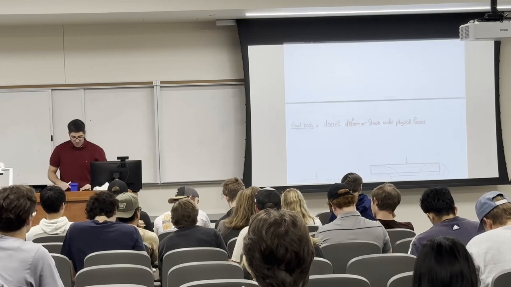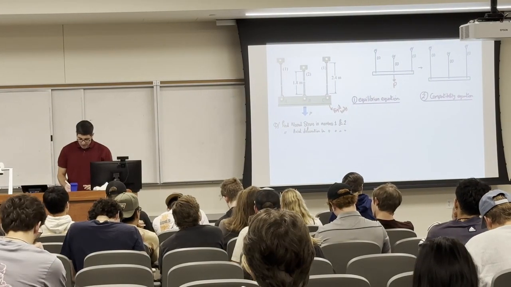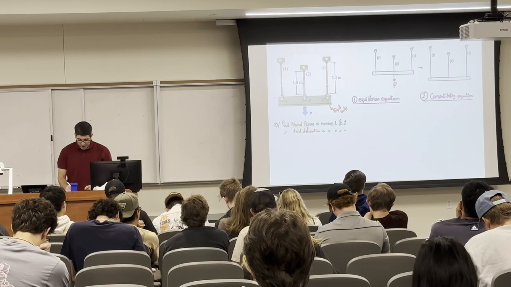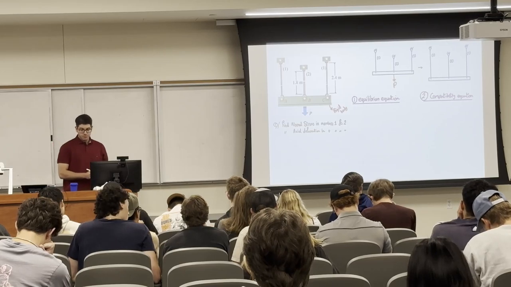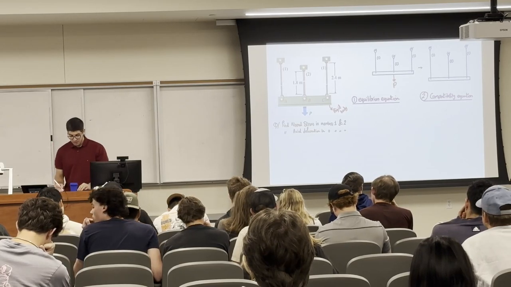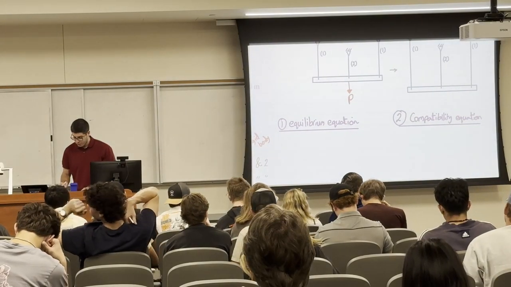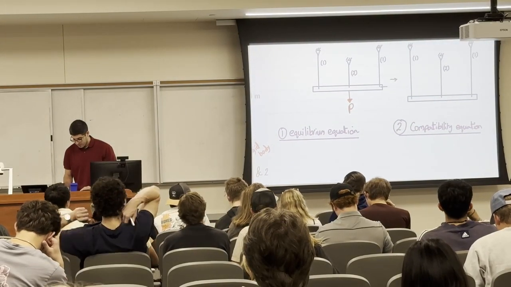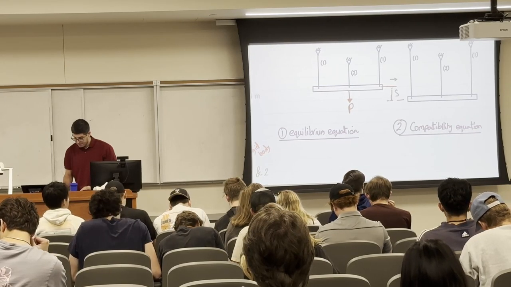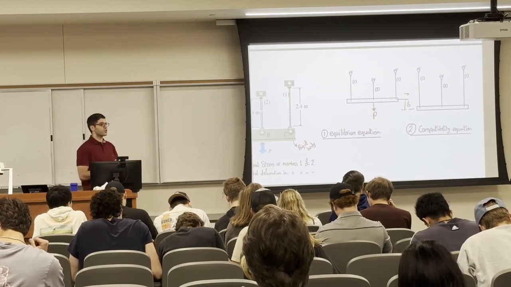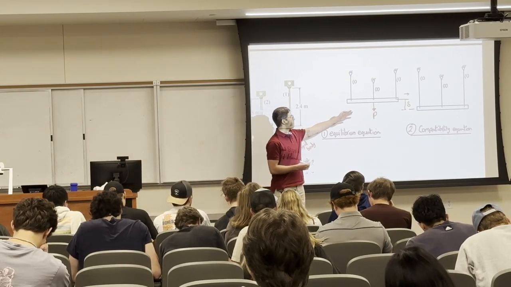Let me go back to this problem now. If you are asked, what are the normal stresses in member one and member two? Here is the deformation. Here is how I'm going to draw the deformation for this. When I apply this force, this is the deformation. So what's the relation of the delta in member one and member two?